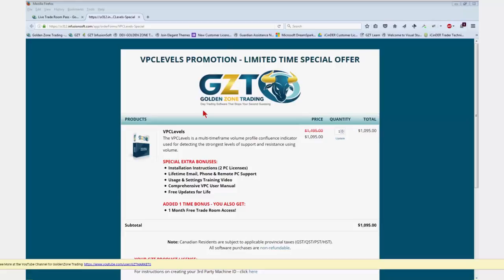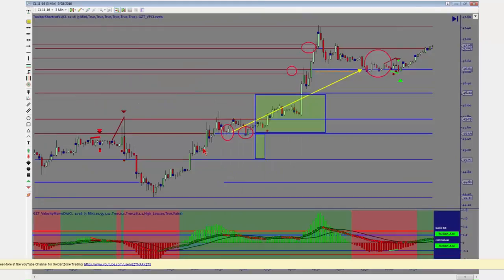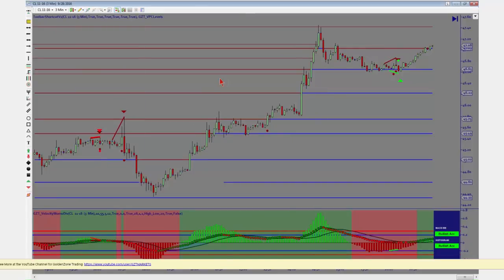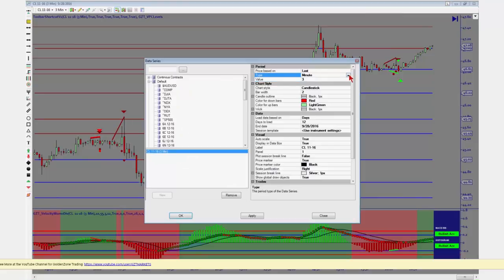Will this work on tick charts? It will work on any periodicity that you have. Let's go ahead and change this. We have it on 3-minute charts. Let's erase everything from here and remove all the drawing objects. So what I want to do now is change the periodicity, data series, and I presume you mean just ticks, not a range bar. So we're going to go tick, and let's just see what happens with 320 ticks. Let's load 3 days.